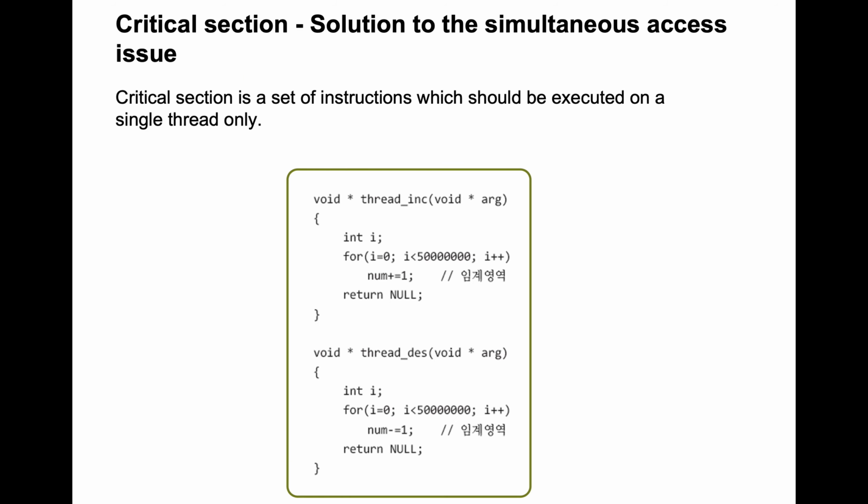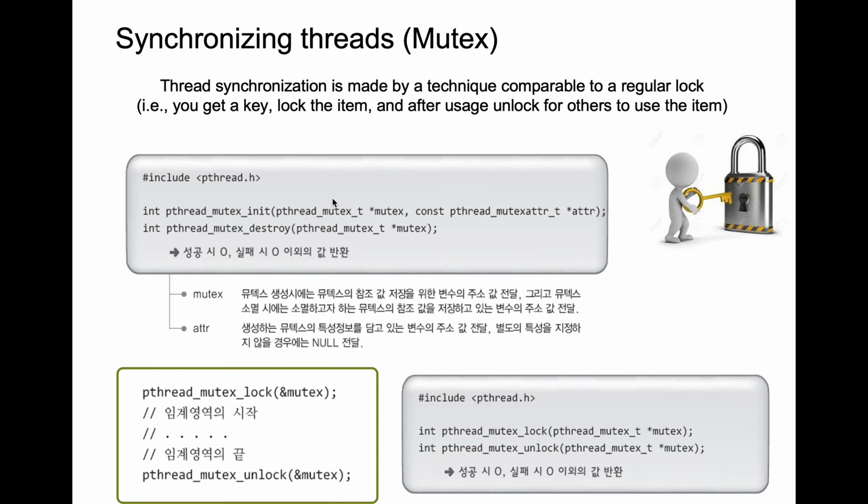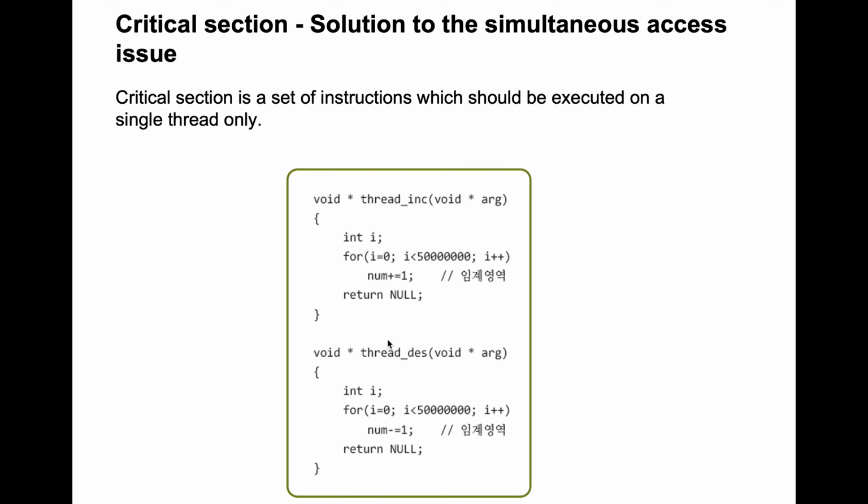And that's done by... for that, let's first take a look at the problem, how this problem is occurring. For example, we have two threads which share one global variable of num, and those two threads are executing two different operations, first of which is incrementing by 1 and second is decrementing by 1.